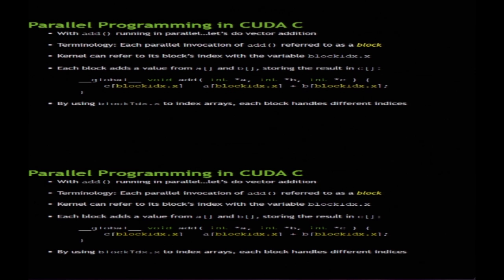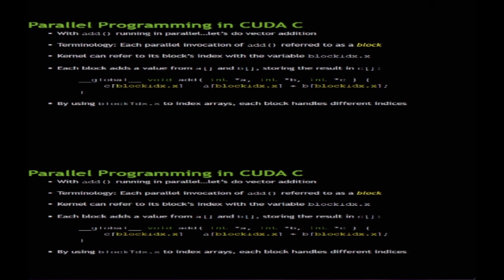So if you want to do a vector addition as opposed to a scalar addition, each of these parallel invocations of add is referred to as a block. There are blocks and threads, and we're going to start with blocks. Then the kernel refers to the block's index with a variable, blockIdx.x. Now, don't get hung up on this. This is just like a reserved word. When that kernel gets launched, CUDA says, here's what the blockIdx.x value is, and then you can take that and use it in your indexing.